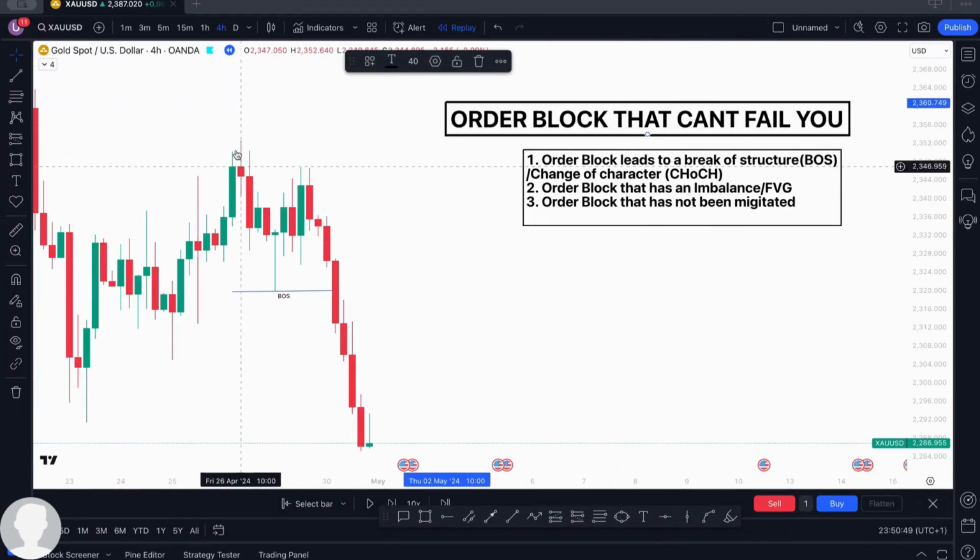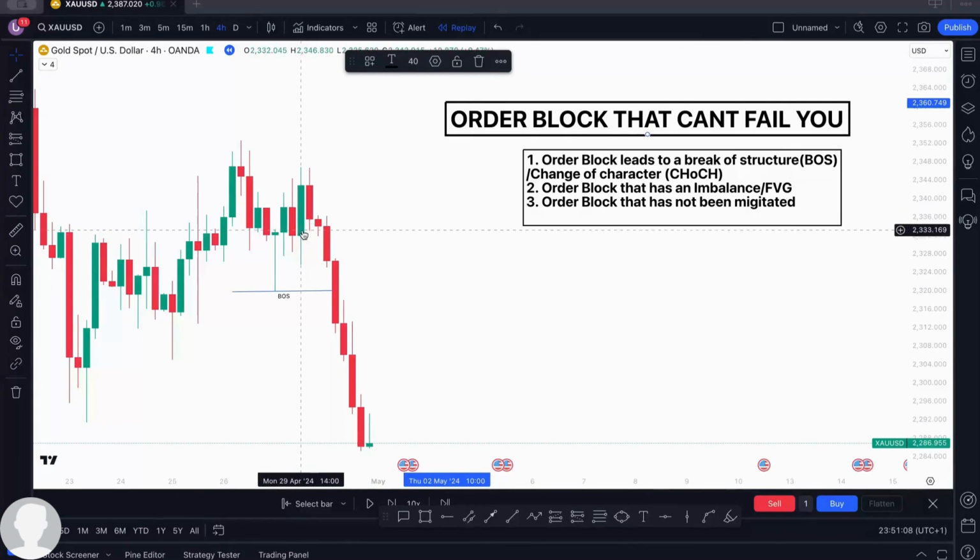Now, if you look at this scenario here, we have a break of structure here, which led the market to create a structure. That's the first rule. You can see that the market created a break of structure. The second rule states that the order block should have an imbalance or a fair value gap.